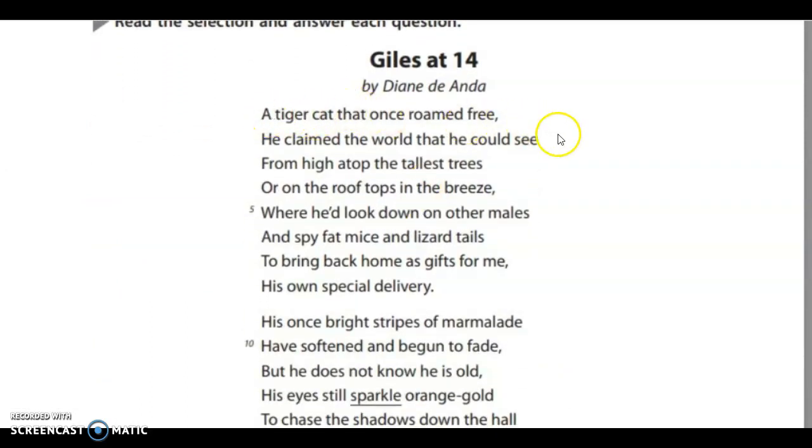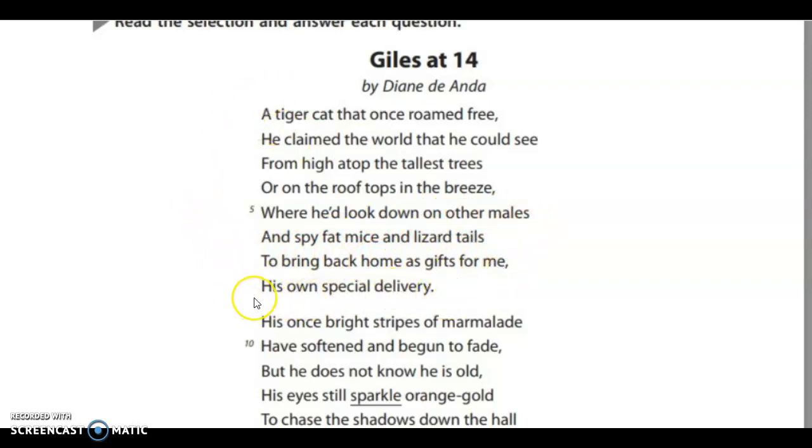A tiger cat that once roamed free, he claimed the world that he could see from high atop the tallest trees or on the rooftops in the breeze, where he looked down on other males and spied fat mice and lizard tails, to bring back home as gifts for me, his own special delivery.